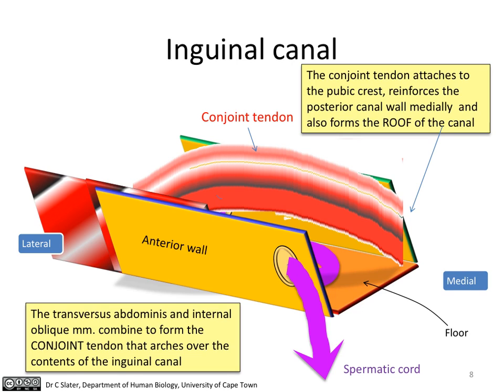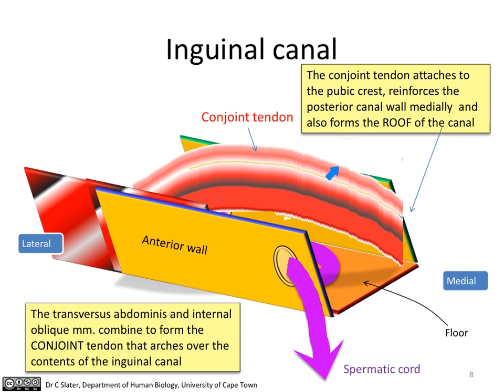Whereas there's a defect in the posterior inguinal wall and a defect in the anterior wall so that the spermatic cord can get through, the transversus abdominis and the internal oblique do not have a defect. Instead, they form this tendon that arches over the spermatic cord so that the cord does not have to run through these two muscle layers.